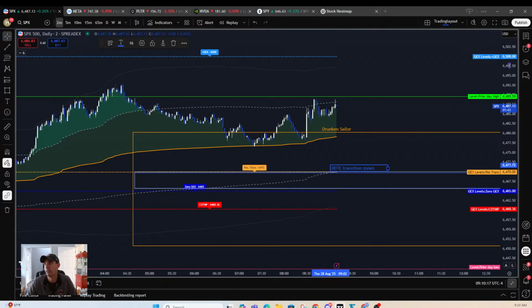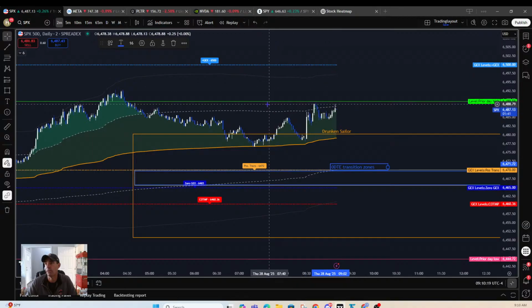Obviously, 6,500 is really going to be that target to the upside if we can get through the prior day high and 64.90, then pull back to drunken sailor range or transition zones. Again, opportunities to get involved on the upside. And then below drunken sailor range, you see multiple levels of supportive type action, demand down here at 0 GEX, COTMP, and then the bottom of drunken sailor range.